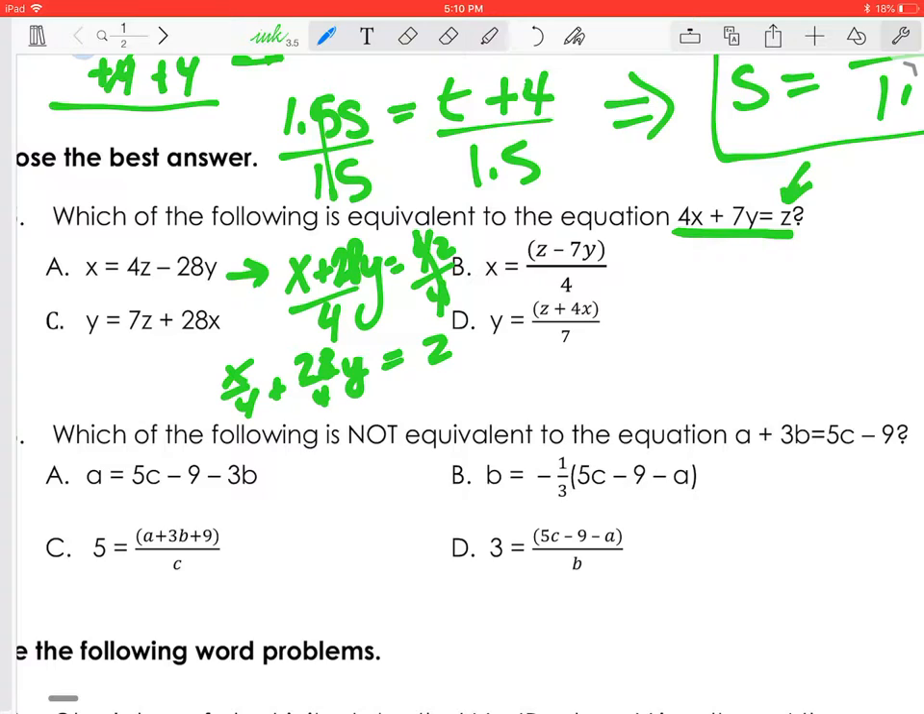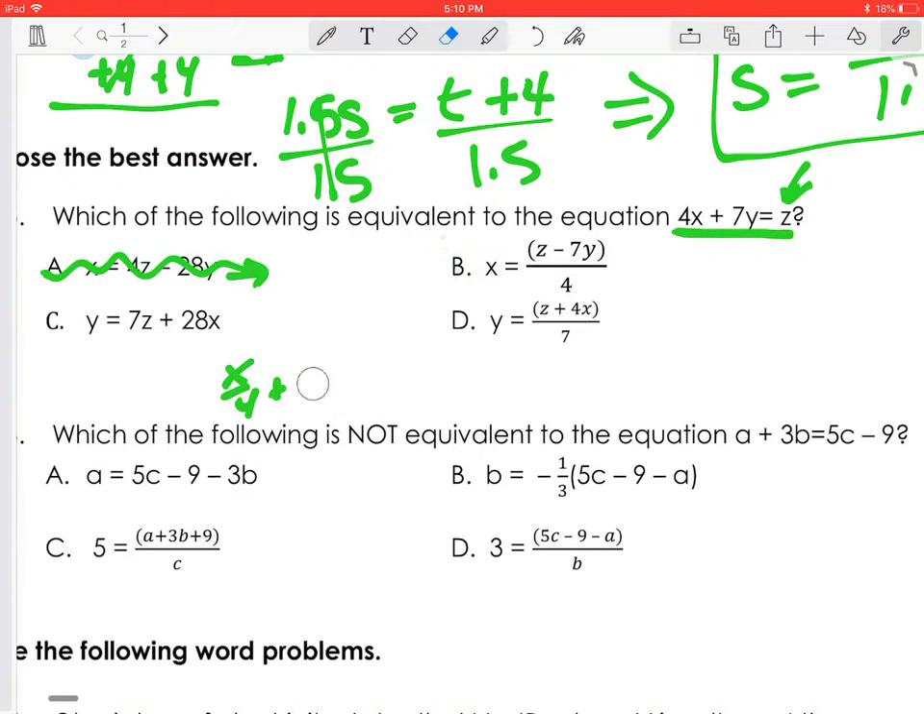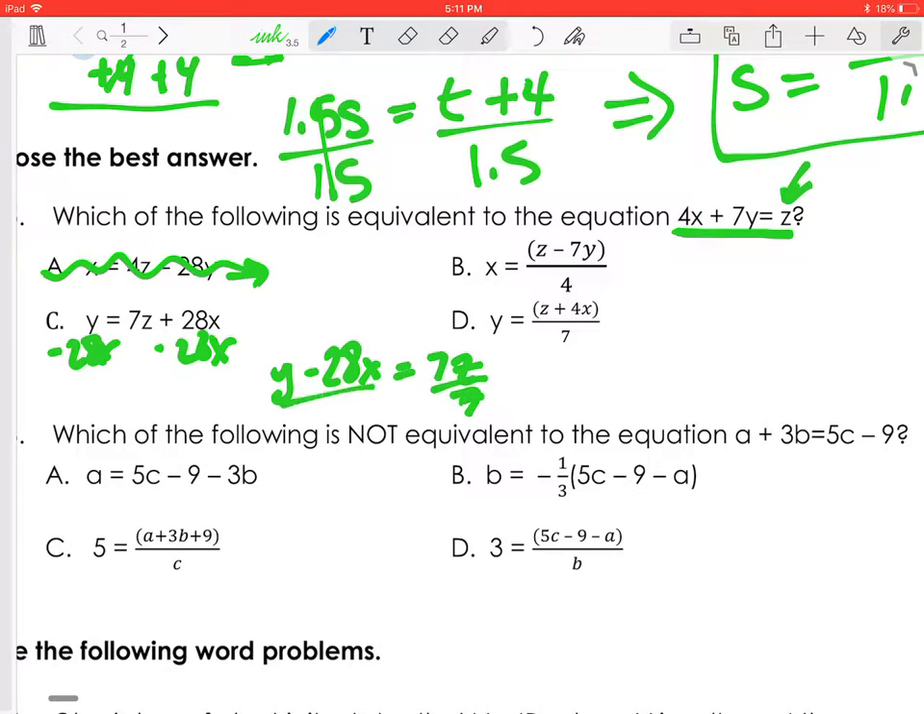28 divided by 4 will give us 7. So that'd be x over 4 plus 7y is equal to z. So that one won't work. We're going to solve this one here. So we're going to subtract 28x, subtract 28x. So that's going to be y minus 28x is equal to 7z. Divide by 7, divide by 7. We know that's not going to be it either.